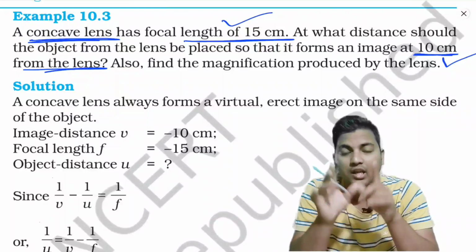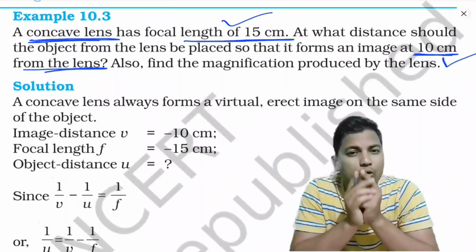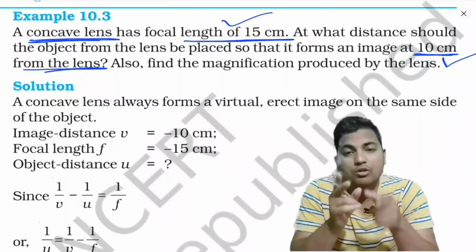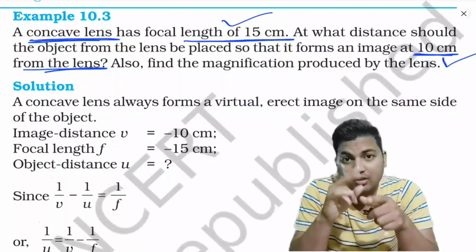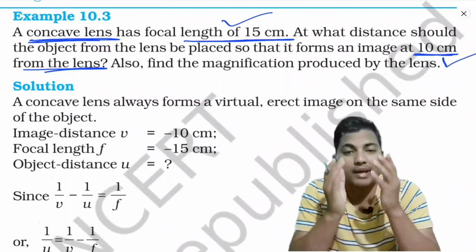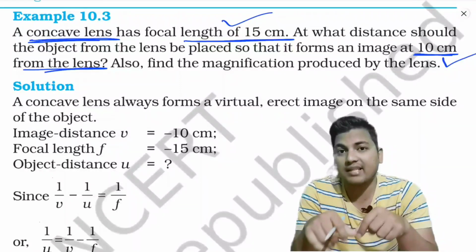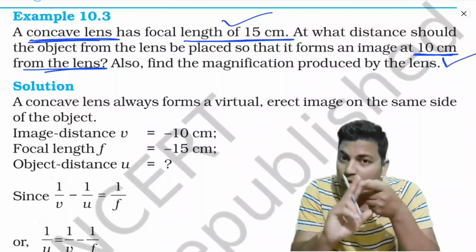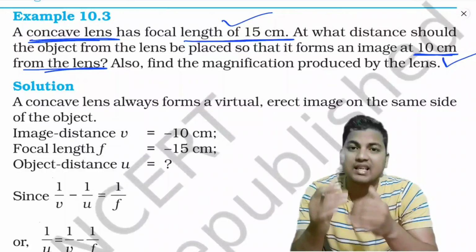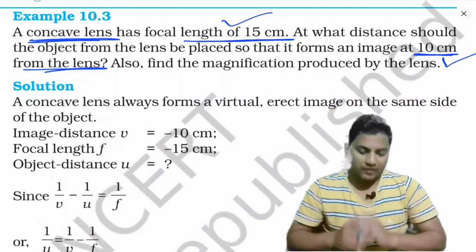That means, what do you think? Magnification should always be positive here. Clear? Magnification should always be positive here. And also you will see one thing: magnification should be less than 1. Why? Because this is a virtual and erect image, and in a concave lens, in both the cases, our image is reduced in size compared to the object size. Clear?